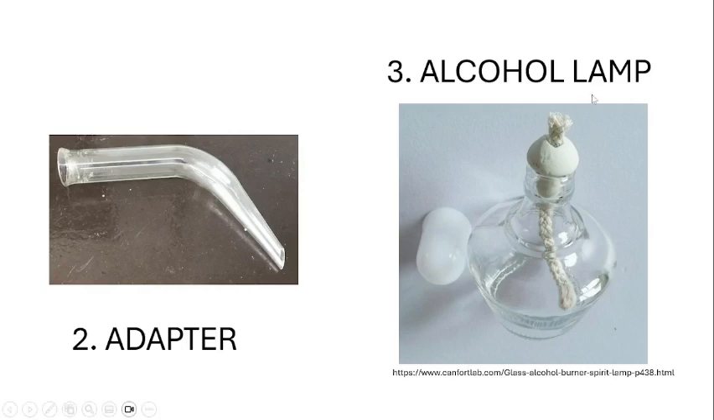The third one is the alcohol lamp. The alcohol lamp is basically a generator of an exposed flame. The fuel inside is alcohol, based on the name. This is the wick, and in turning off the alcohol lamp, we do not blow. Instead, we use its cover to avoid the spreading of the flame. It is also known as an alcohol burner or a spirit lamp.